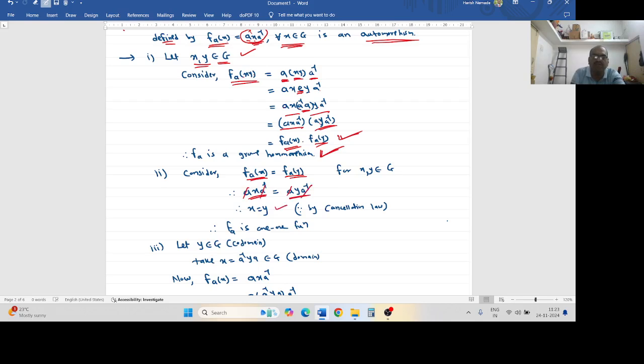So that we get x is equal to y by cancellation law. Thus whenever images are equal, corresponding elements are also equal. So therefore the given function fa is 1-1. Now what about onto? fa is the map from G to G defined by fa of x is equal to a x a inverse.